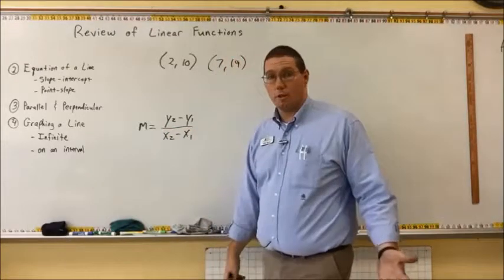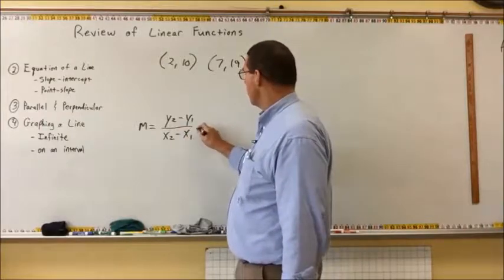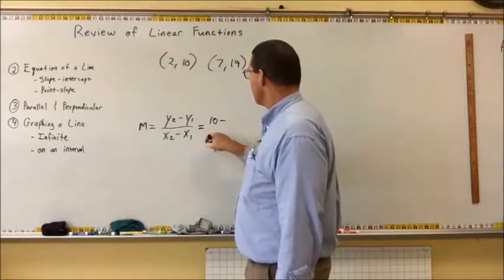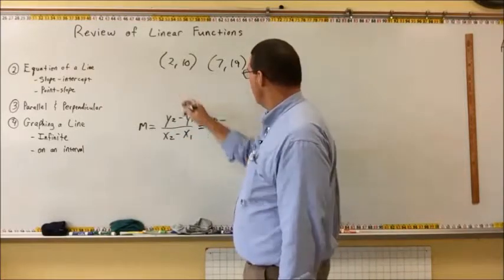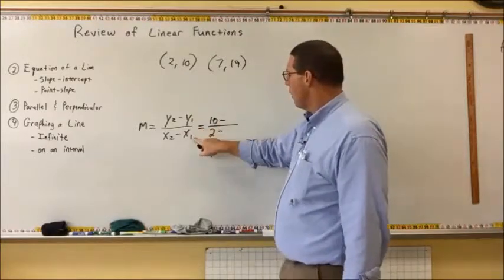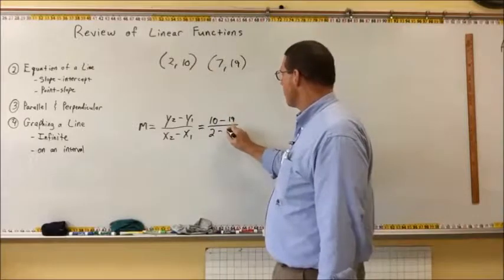Okay? So we just saw this in the last video. Now we're going to put in an xy coordinate here. Let's see, here our y value is 10 minus, our x value is 2, we'll put that on the bottom, minus. Then over here we need another y and an x. Our y value here is 19, and our x value here is 7.